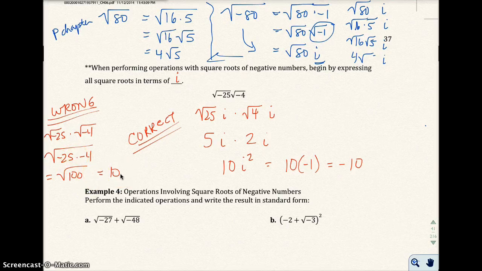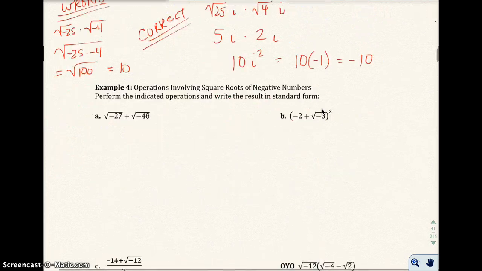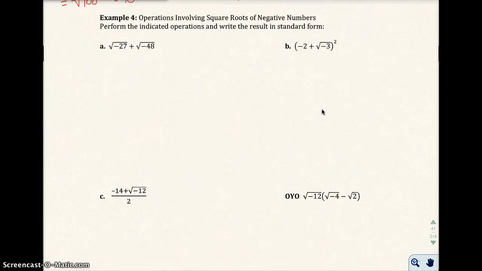lost your imaginary unit. So always, always, always, if you see a square root and a negative value under there, like I have right here and here, you want to go ahead and express in terms of i. Basically, you're just going to pull the i out, and then go ahead and do your operation. Okay? Let's look at example form.